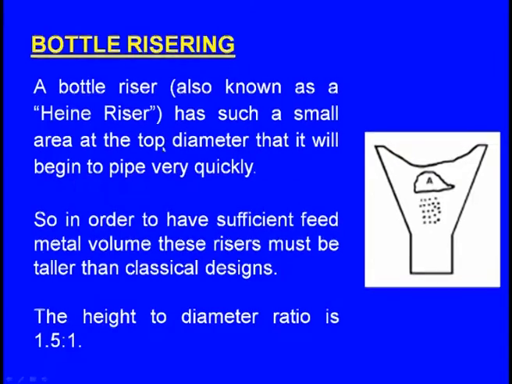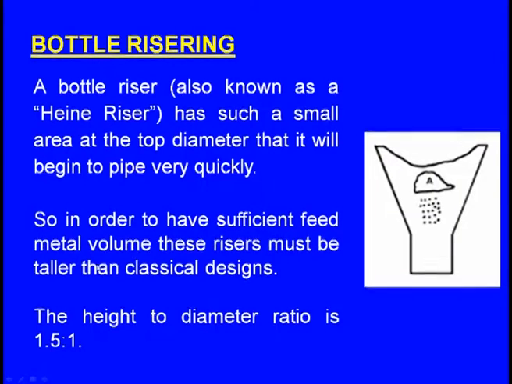A bottle riser, also known as a Hain riser, has such a small area at the top diameter that it will begin to pipe very quickly. What is the specialty of a bottle riser? Its top diameter will be very small, right? Because of that, the piping takes place very quickly. Means a pipe will be created at the top, and the molten metal near the mould wall will be solidifying quickly. A circular pipe is created, and inside there will be liquid metal that will be pushed into the mould cavity. So, in order to have sufficient feed metal volume, these risers must be taller than the classical design.